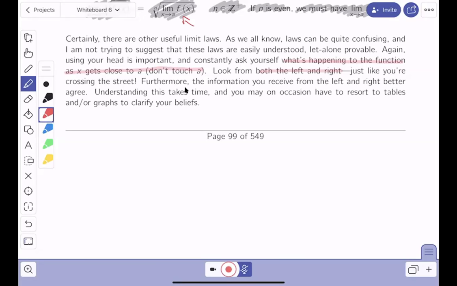Sometimes you're going to be given left, sometimes right. Oftentimes you're just given, as we approach a, and make sure you understand left and right need to be thought about. On occasions, you're going to be horribly confused. I'm going to say as a last resort, you can resort to tables and graphs as we've done in the past.